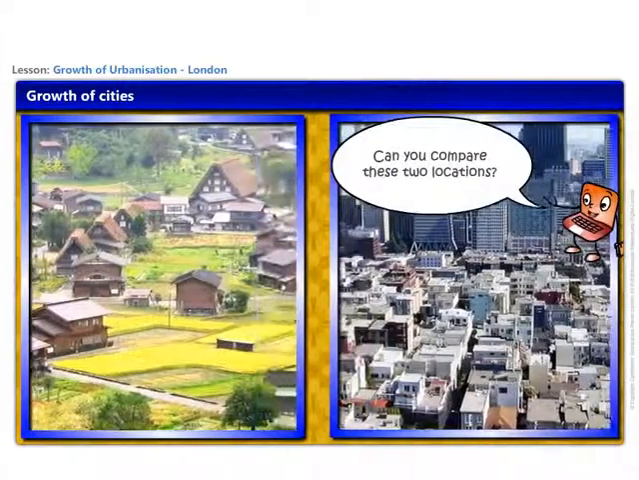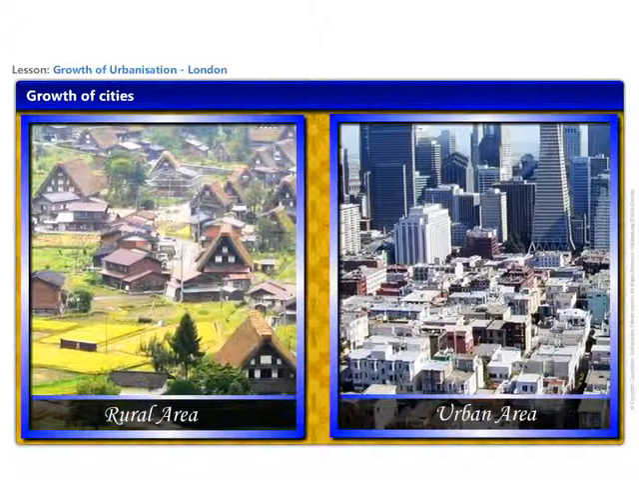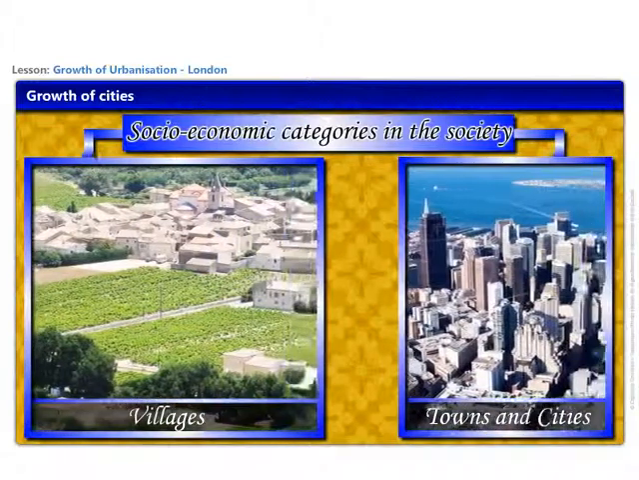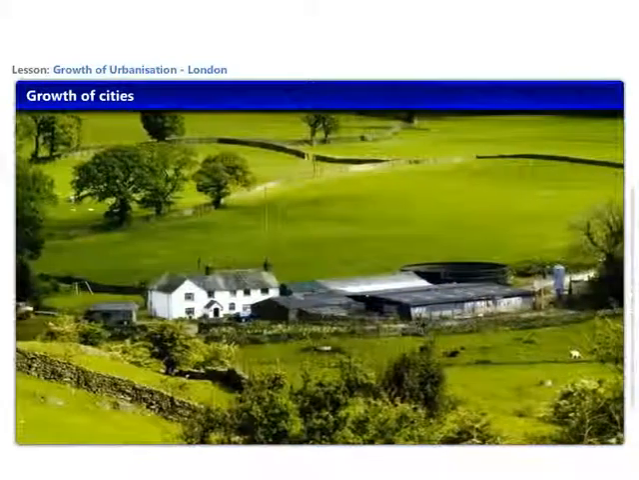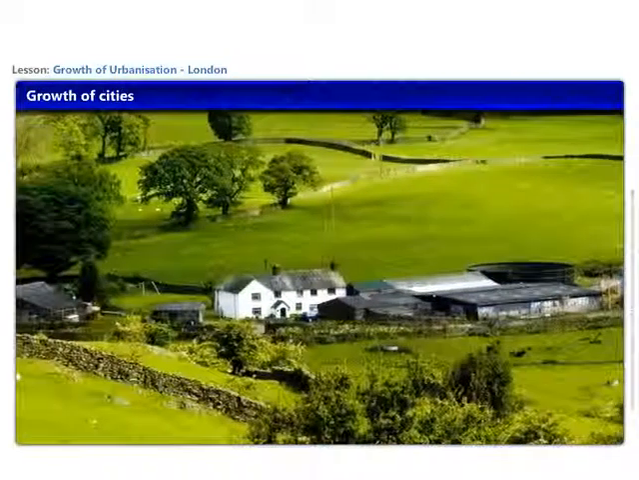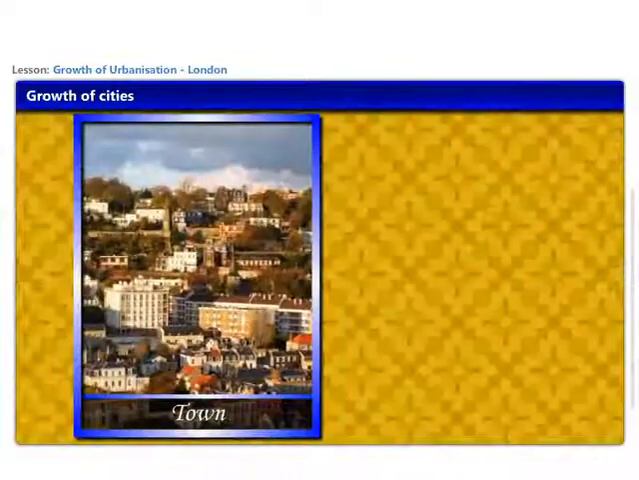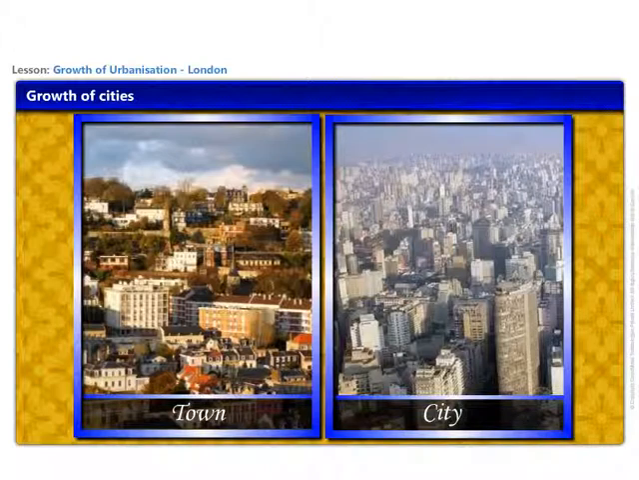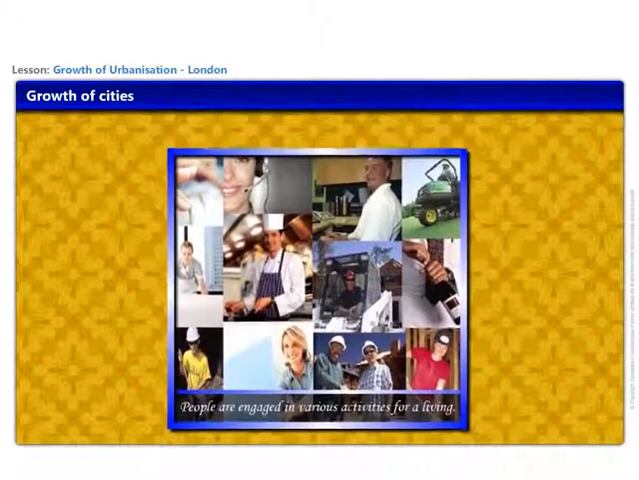Can you compare these two locations? One of them belongs to a rural area and the other belongs to an urban area. We have two different social economic categories in the society: villages or towns and cities. What difference do you see in a village and a city? Villages imply sparsely settled or an area where agriculture is the main occupation of the people. But a town or a city is densely populated and people are engaged in various activities for a living.